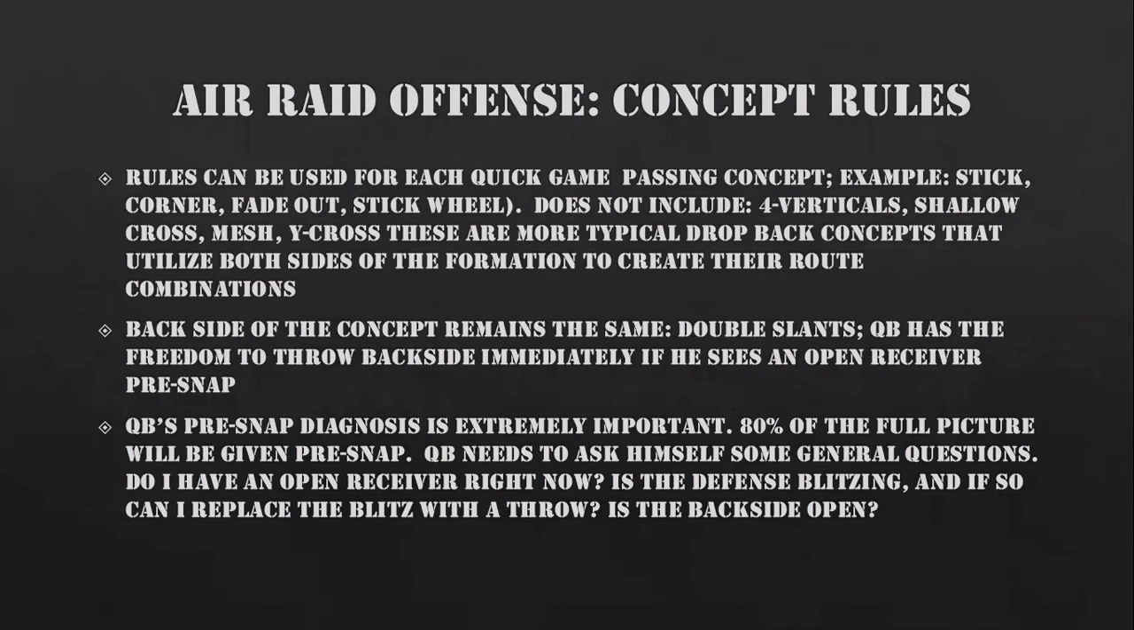These rules can be used for each quick game passing concept. Example: stick, corner, fade out, stick wheel. It does not include four verts, shallow cross, mesh, Y cross. These are more typical drop back concepts that utilize both sides of the formation to create their route combinations. Backside of the concept remains the same, double slants. QB has the freedom to throw backside immediately if he sees an open receiver pre-snap.